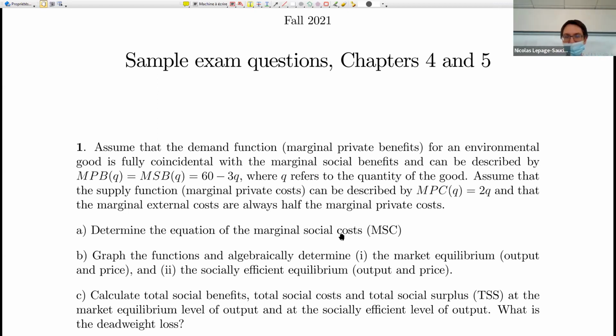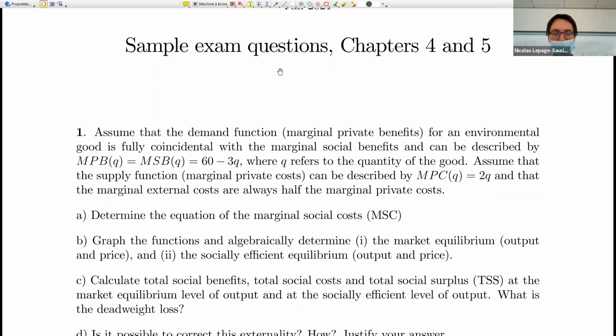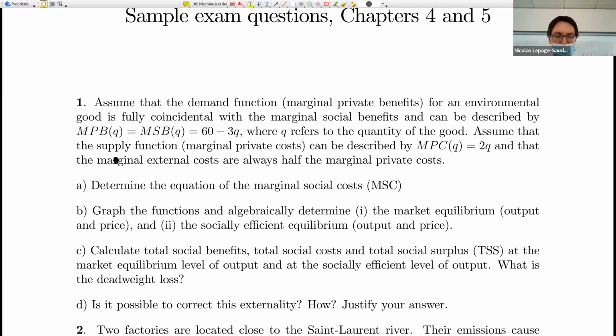All right. So it's written fall 2021, but it's the same. So let's start with one. Assume that the demand function for an environmental good is fully coincidental with the marginal social benefit. What does that mean? It means there's no extra external benefit aside from what the person who buys it gets. So that's pretty easy. But of course, there might be costs. So here we go.